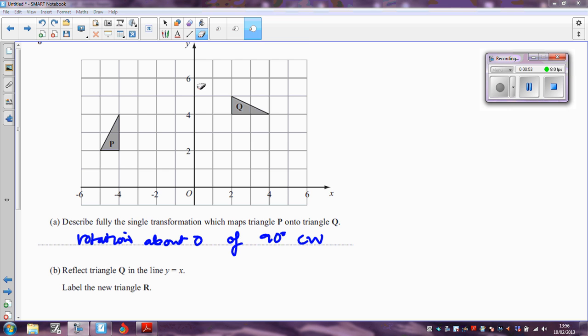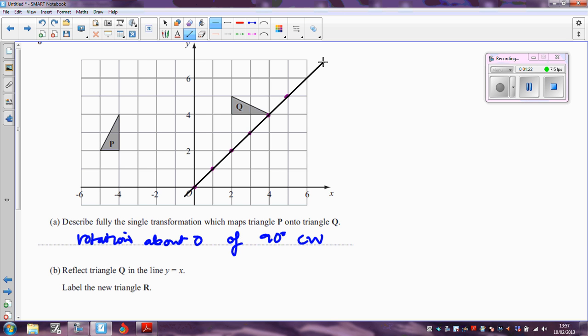The next section asks us to reflect shape Q in the line y equals x. Now the line y equals x, if I just draw it in here, goes through, let's just do the points in purple, 1, 1, 2, 2, 3, 3, 4, 4, 5, 5, and so on. The y coordinate and the x coordinate are the same, or if you like, the gradient is 1 and the intercept is 0. So if I just join those up to make that straight line, here's the line y equals x, and we've got to now reflect Q in the line y equals x. There it is, I'll just label it y equals x.